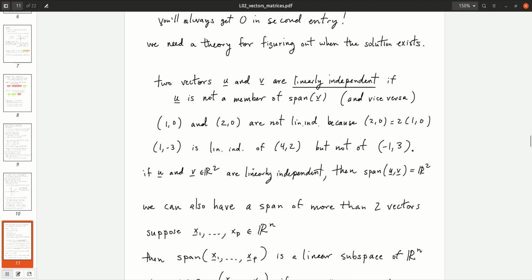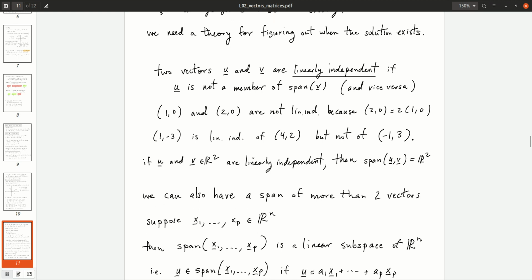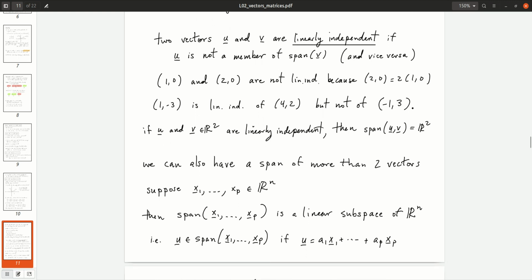Just another point, (-1, 3) is not linearly independent of (1, -3) because this is equal to -1 times (1, -3). Now here's the answer we're looking for: if we have two vectors that are linearly independent, then the span of those two vectors is equal to R2. So this kind of gives us an idea of when it's going to be true that the span of two vectors is actually equal to R2. And it's exactly when they're linearly independent.